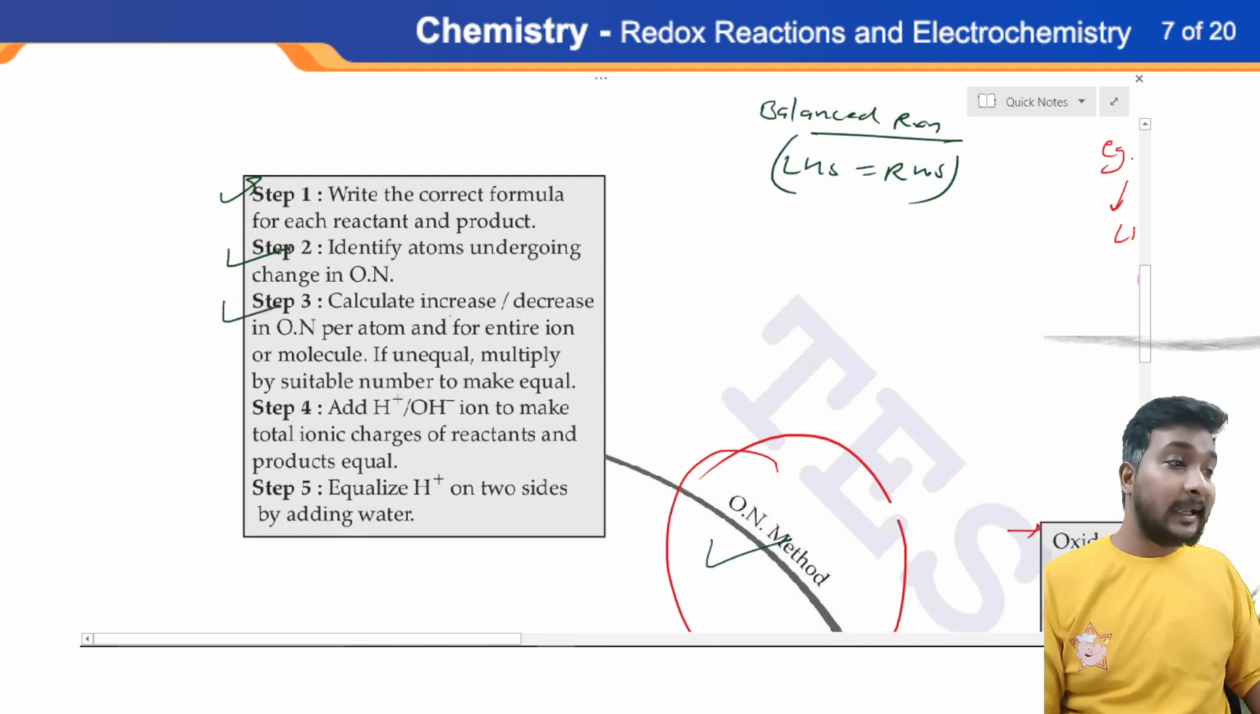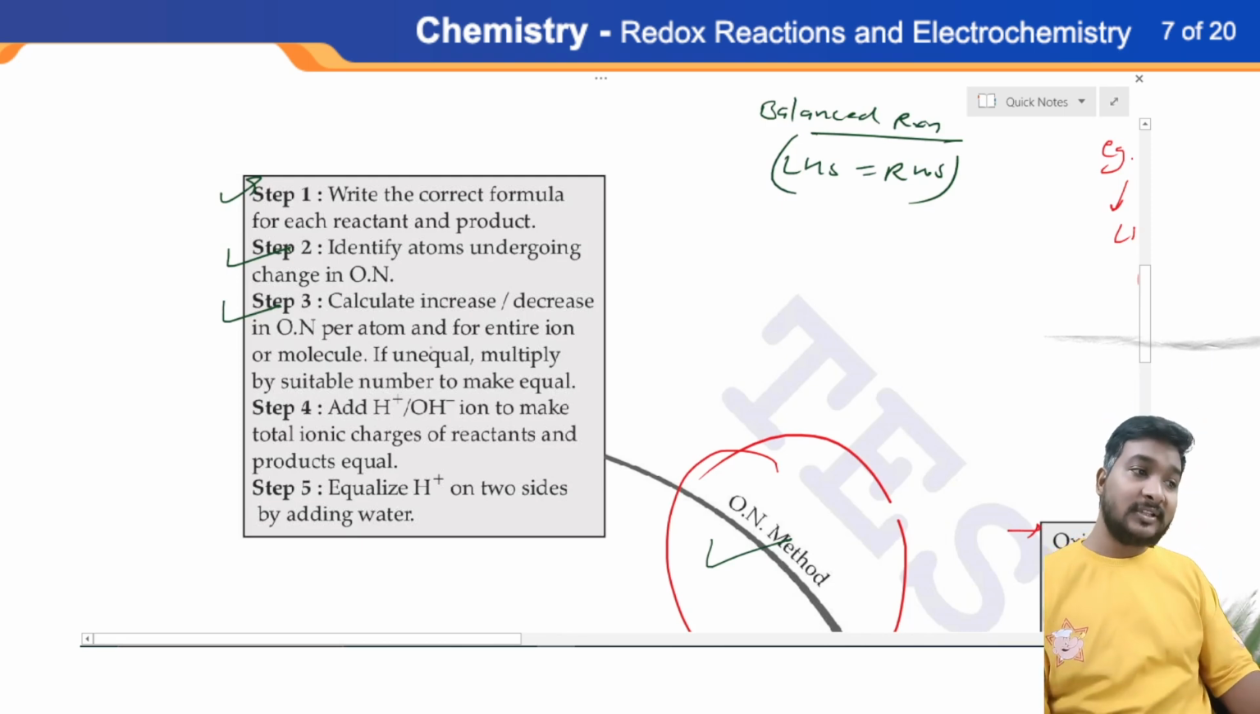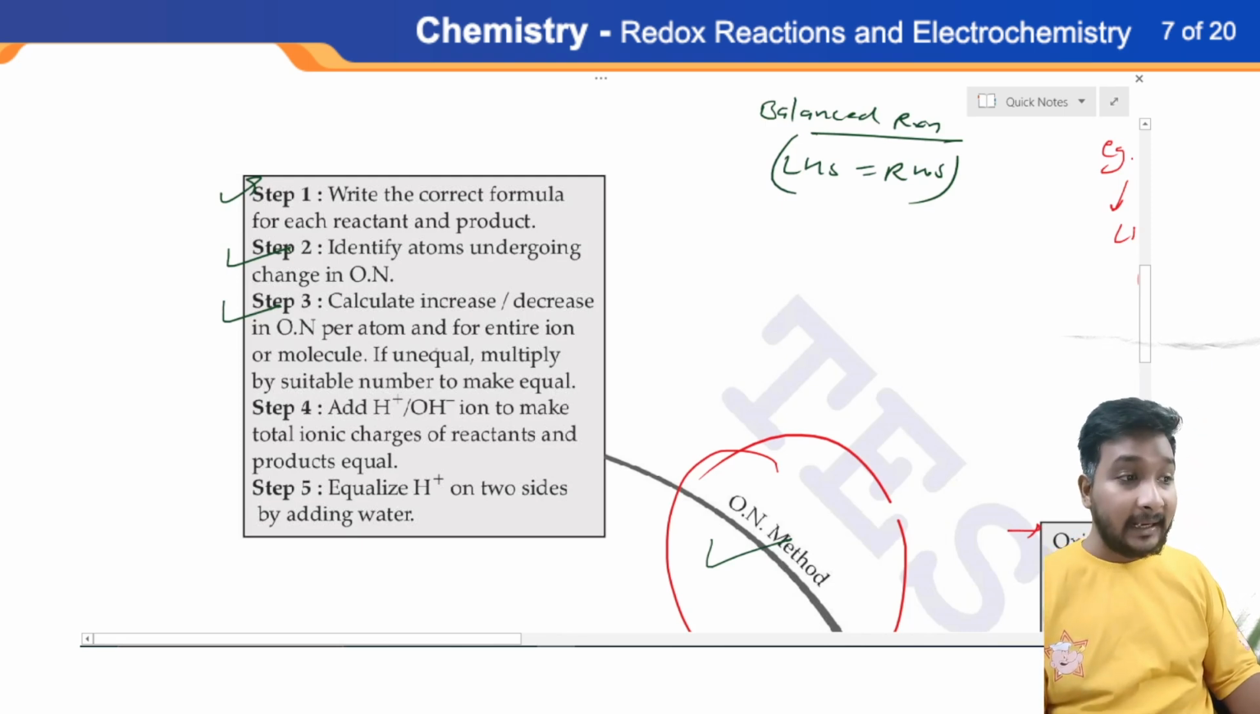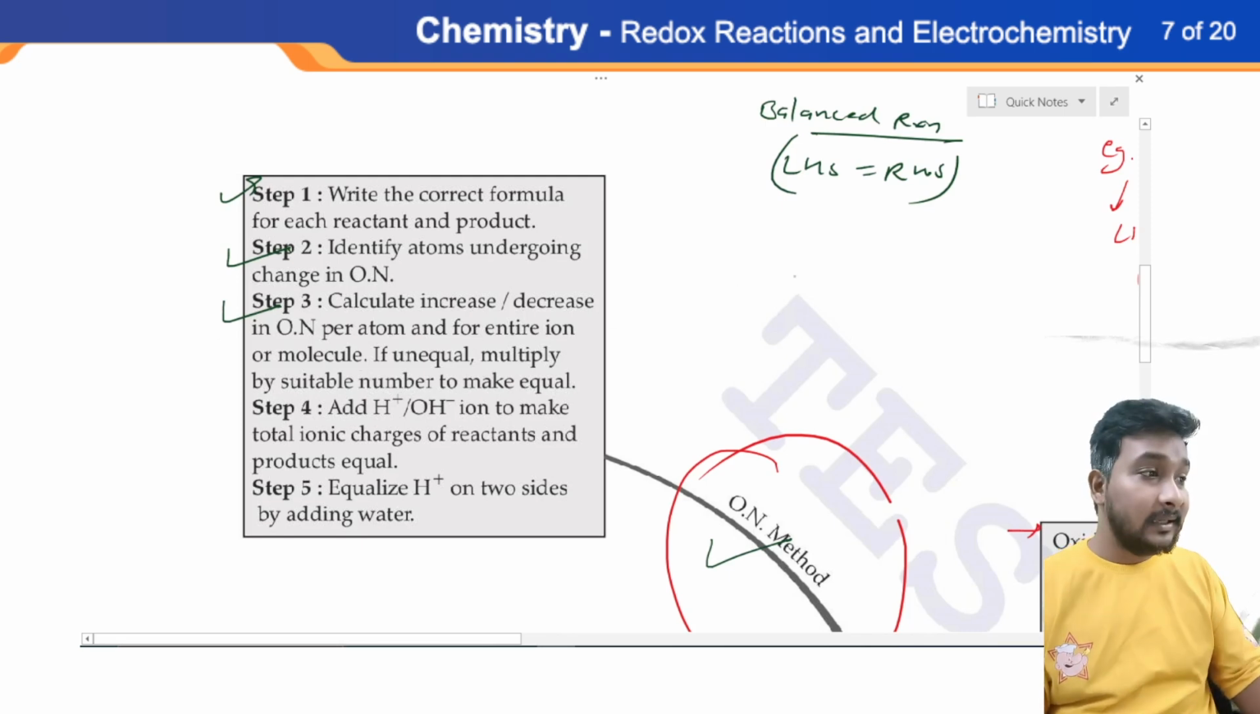Step 3, calculate the increase or decrease in oxidation number per atom and for the entire ion or molecule. If unequal, multiply by a suitable number to make them equal. Similarly, if we have Cr2 on the reactant side and Cr on the product side, then multiply by 2. All the sides will be balanced. Step 4, add H plus or OH minus ions to make the total ionic charge of reactant and product equal. It is an obvious thing.